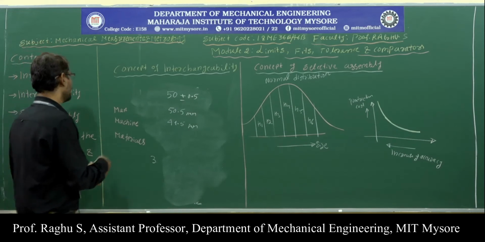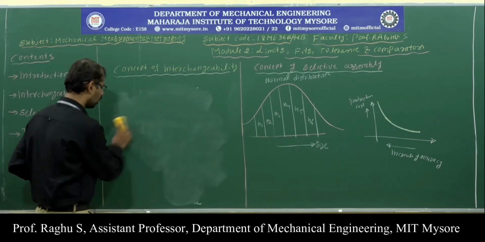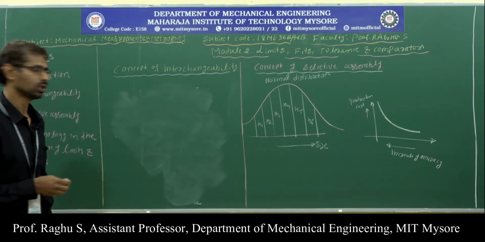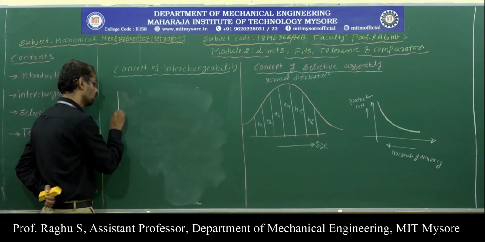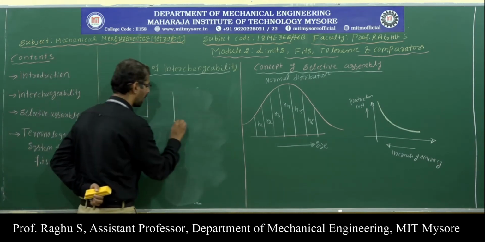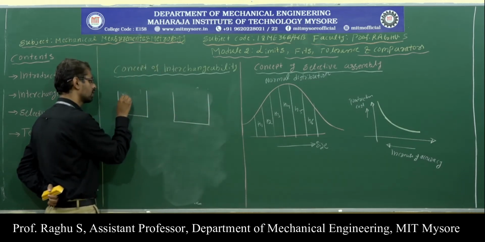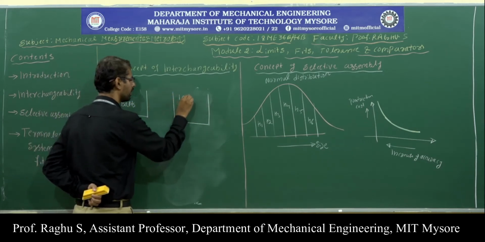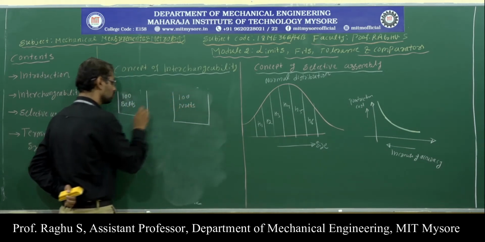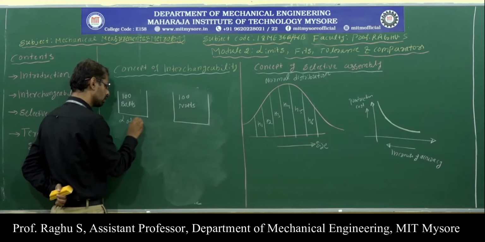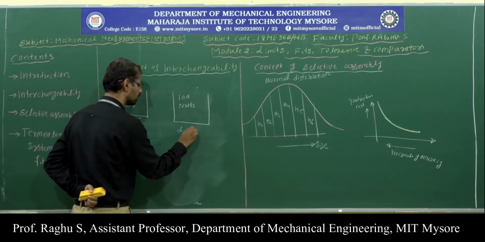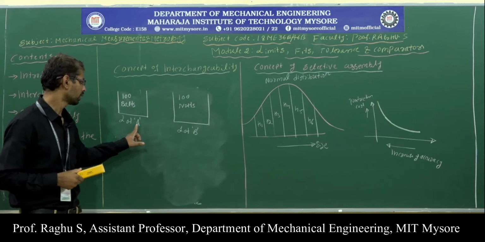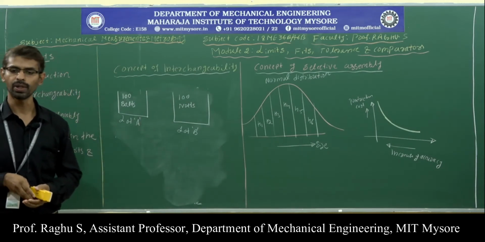So this is the first one. Next, coming to the concept of interchangeability. What do we mean by interchangeability? Consider 100 bolts and 100 nuts. Here we have 100 bolts, called lot A, and here we have 100 nuts, called lot B.